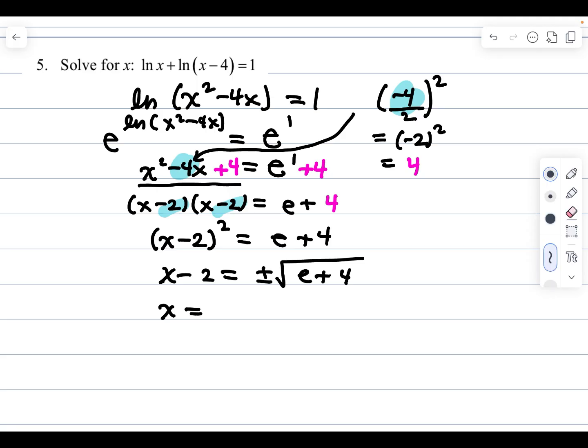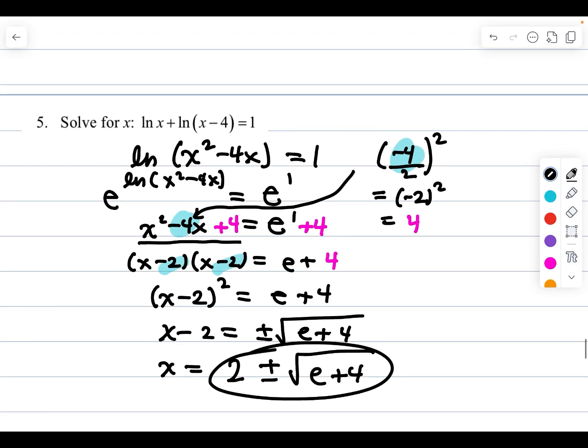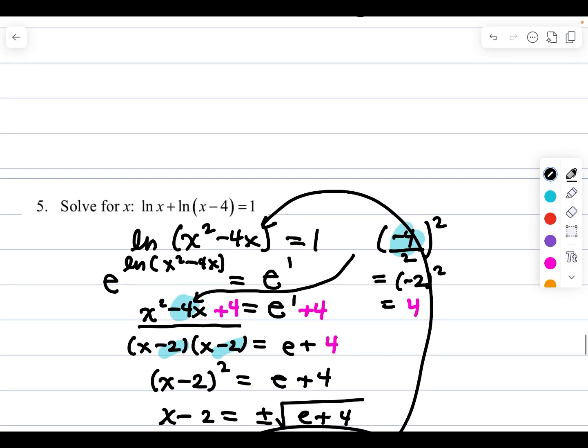So the x squared minus 4x plus 4 will factor to x minus 2 times x minus 2, which can be written as x minus 2 squared. Now we'll undo that square by taking the square root of both sides. Don't try to simplify this. The square root of e plus 4 does not simplify. You can't distribute that square root to terms. I'm going to add 2 to both sides.